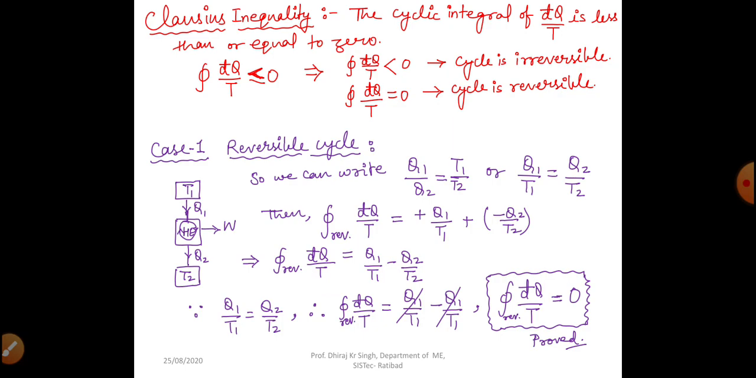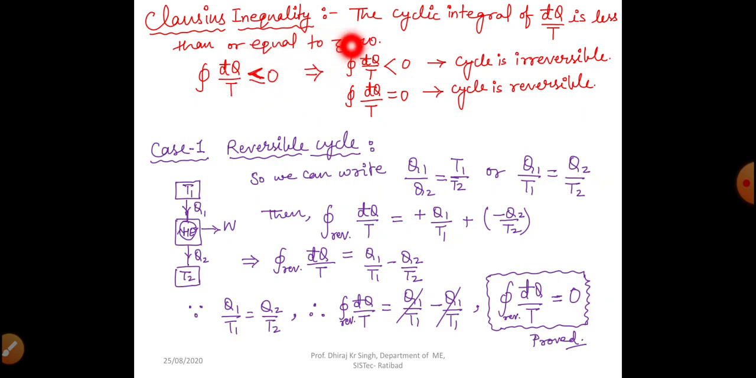Now dear students, we will move to Clausius inequality. Clausius was a scientist and he has given some relations according to his theory, about the relation between heat transfer and temperature, and which cycle will be reversible and which cycle will be irreversible. So he has given an inequality, and we have to study that inequality.